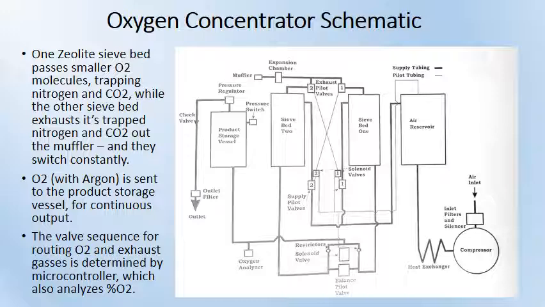It's important to realize that the sieve beds cannot remove all elements of air. In particular, argon is about 1% of atmospheric air, and it does get passed through along with the oxygen, which is the reason that an oxygen concentrator can never produce more than about 96% oxygen. The rest is mostly argon and some trace gases.